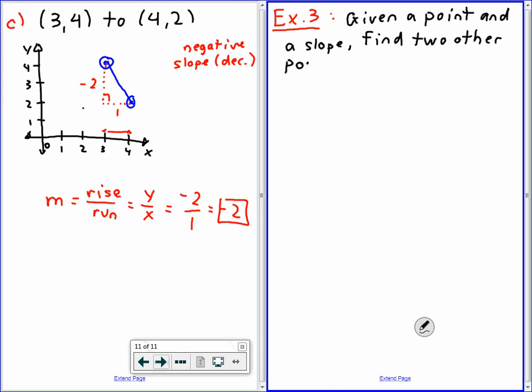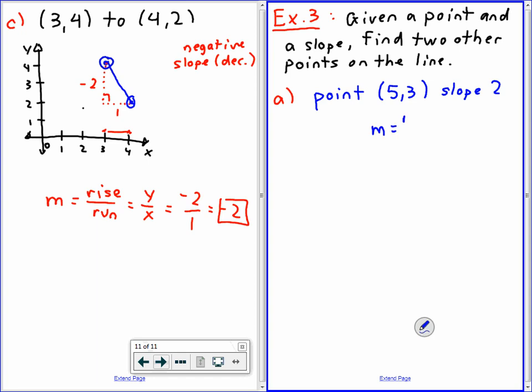Find two other points on the line. So for A, my point is (5, 3) and my slope is 2. Let's just talk about the slope for a second, because once you understand what slope is, this question is really easy. So a slope of 2, I'll just do this aside here. m is 2, which is rise over run.